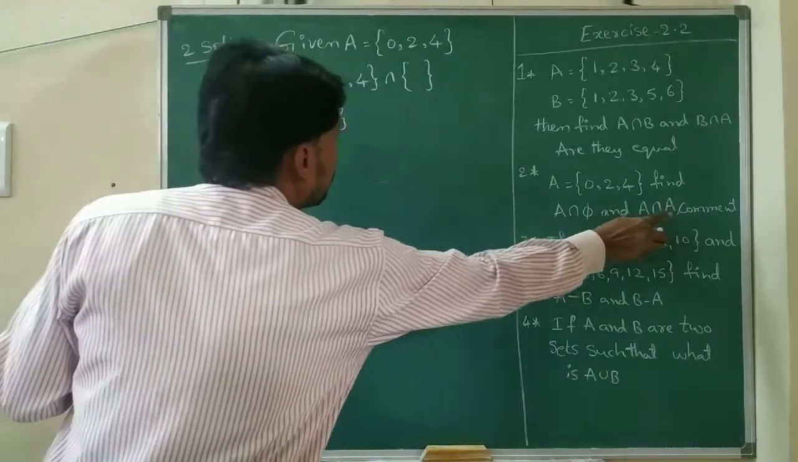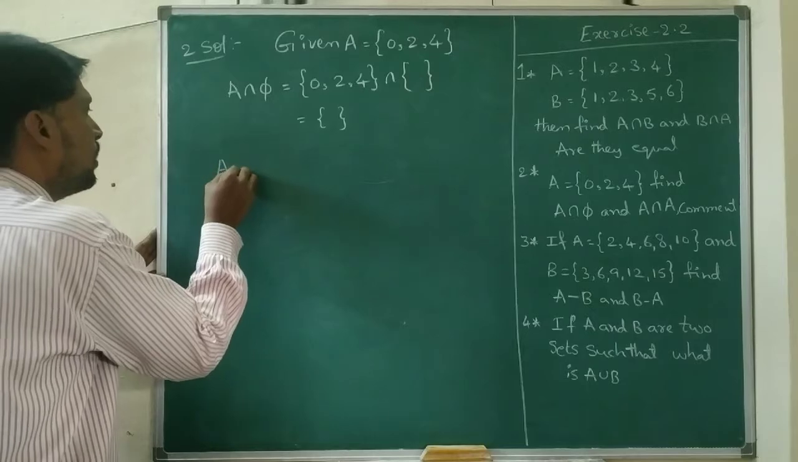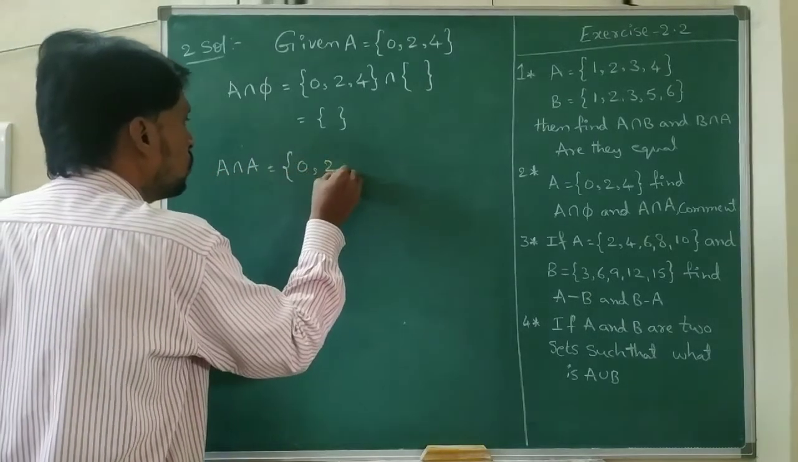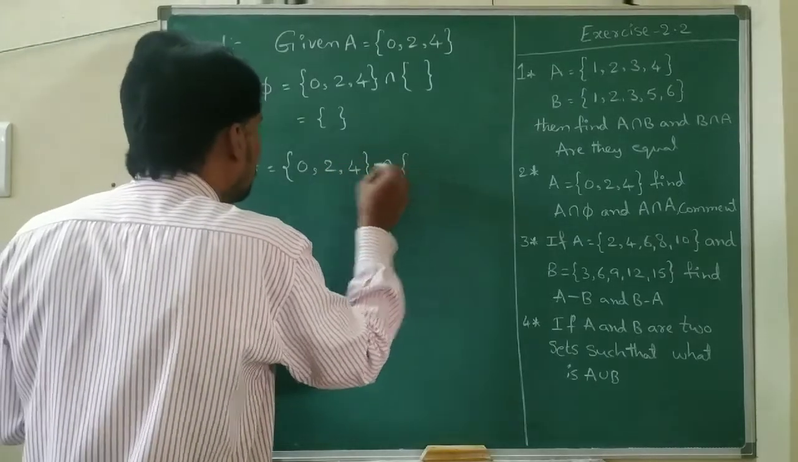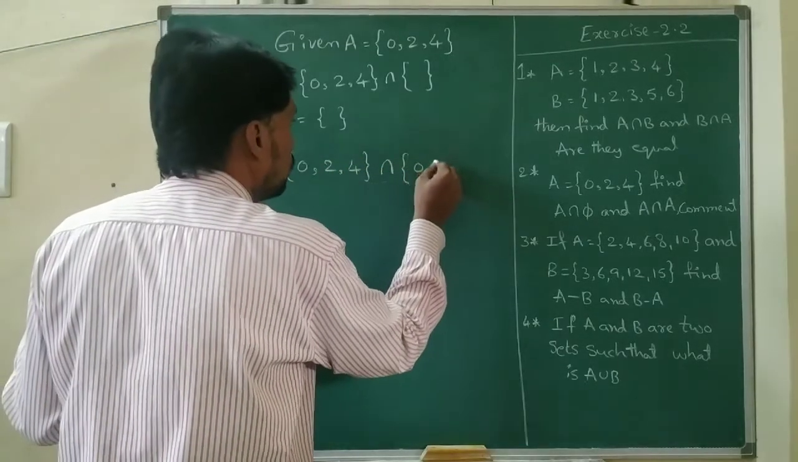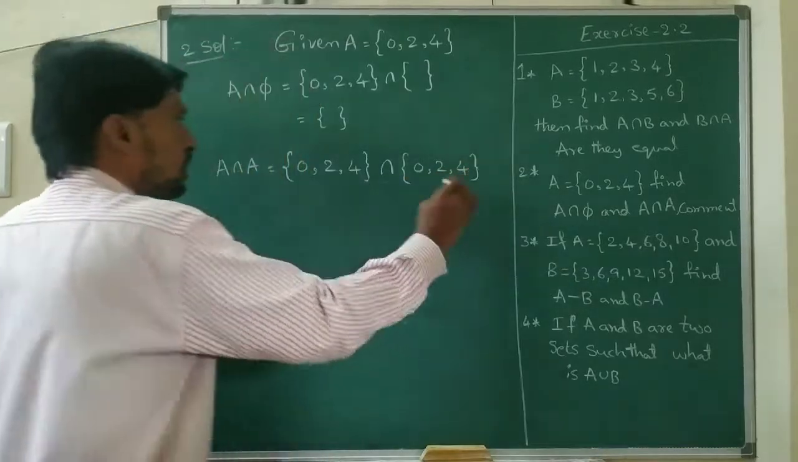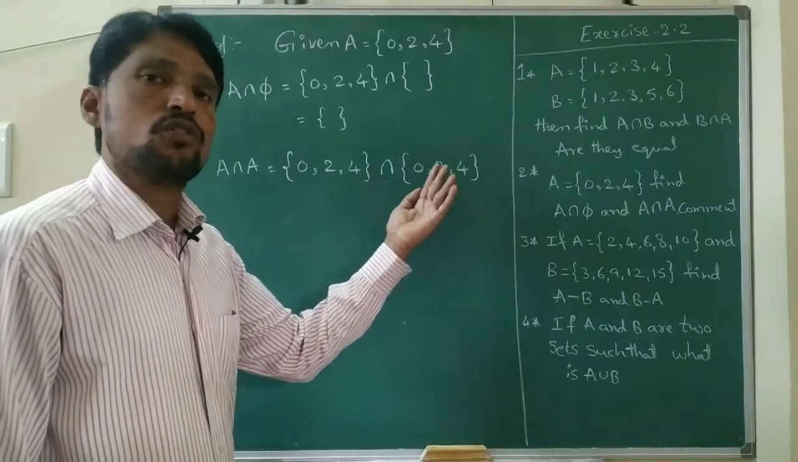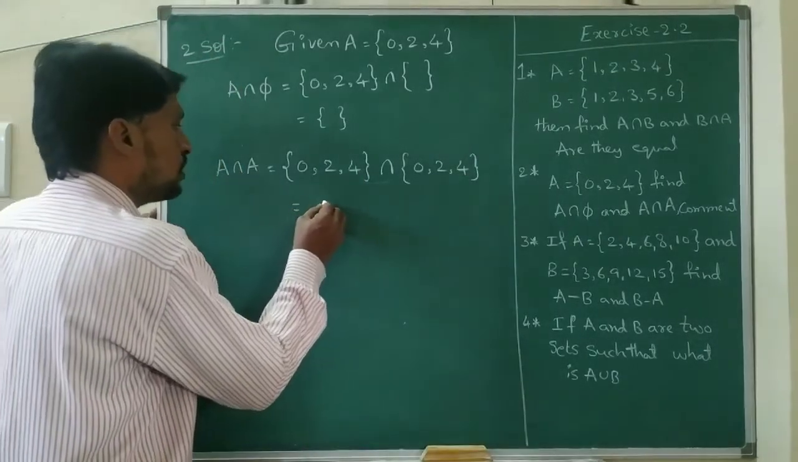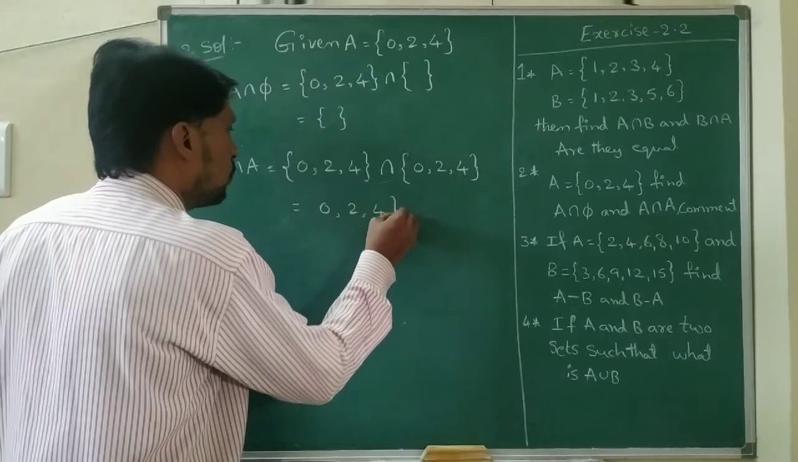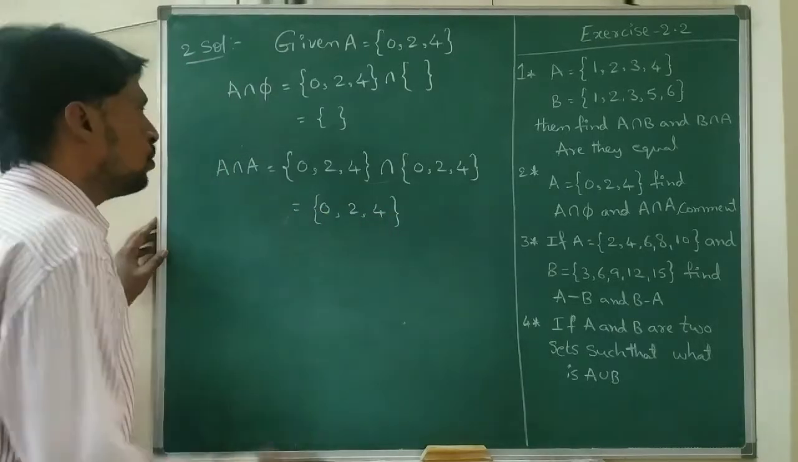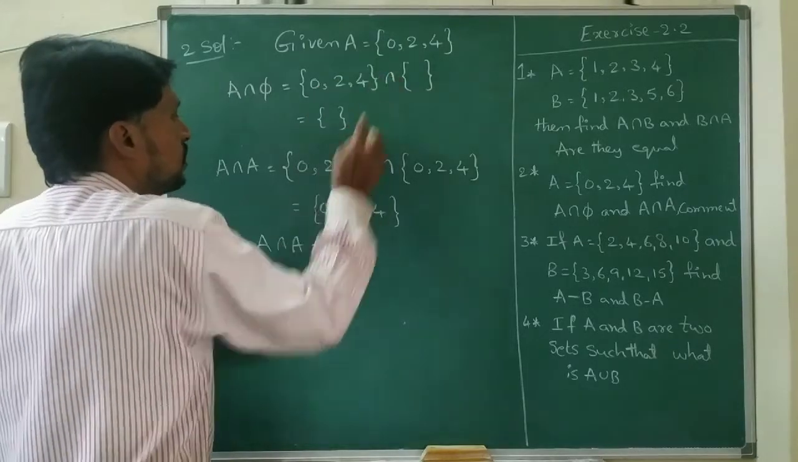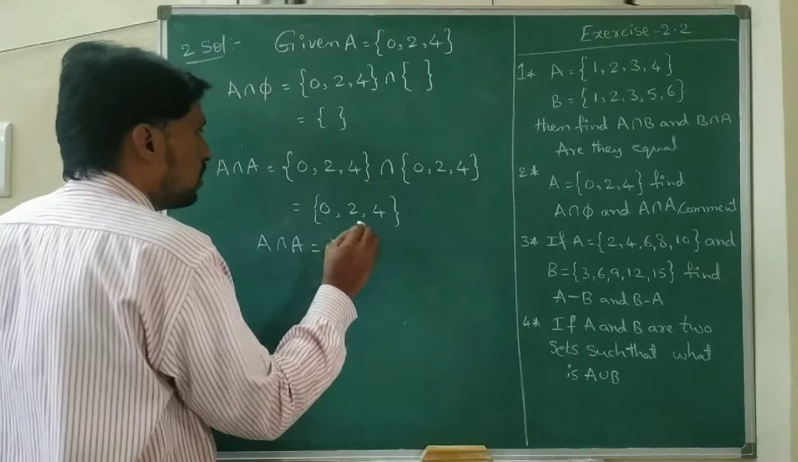Next, A intersection A also they asked. So A intersection A equals A values 0, 2, 4, intersection again A, which is 0, 2, 4. So in these both sets, what are the common elements? 0, 2, 4. Here also 0, 2, 4. The common elements we should write. So the set of 0, 2, 4. So A intersection A, what did we get here? A intersection A is 0, 2, 4, which means we are getting the A set only.